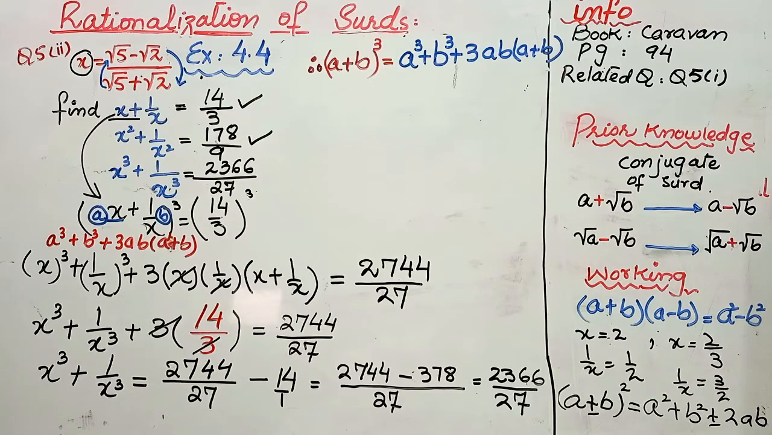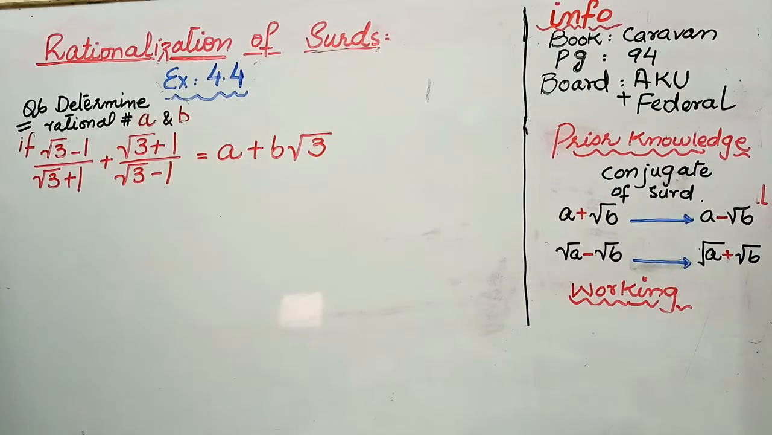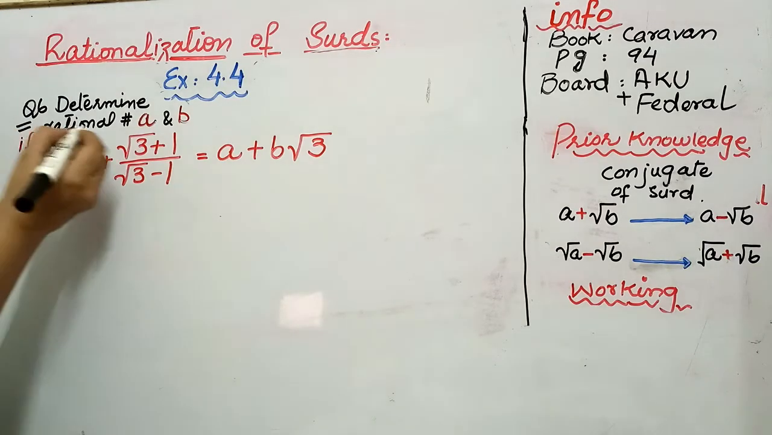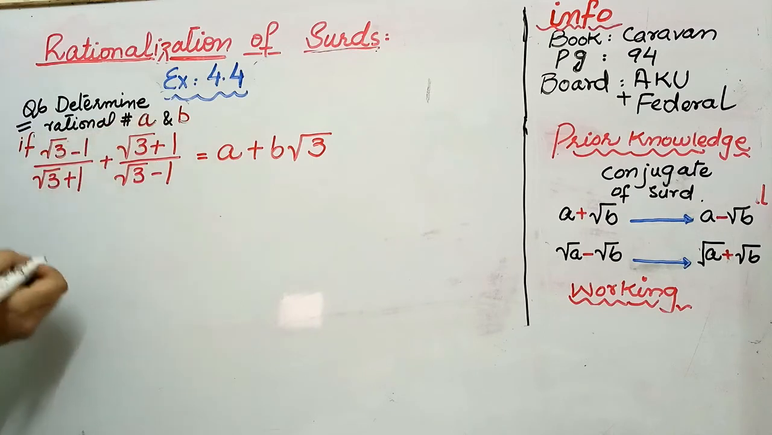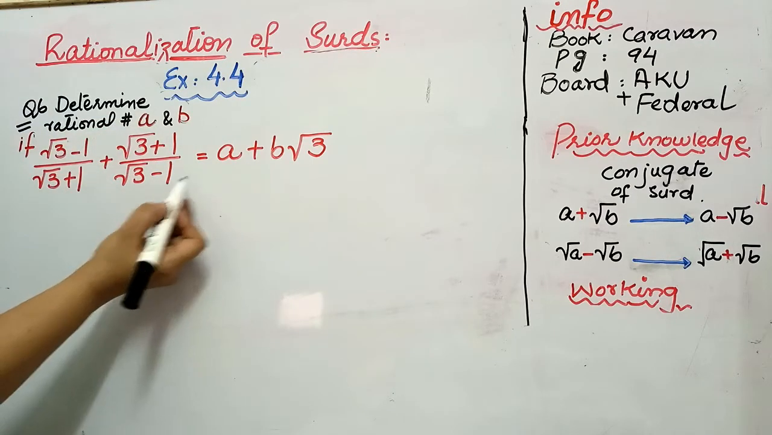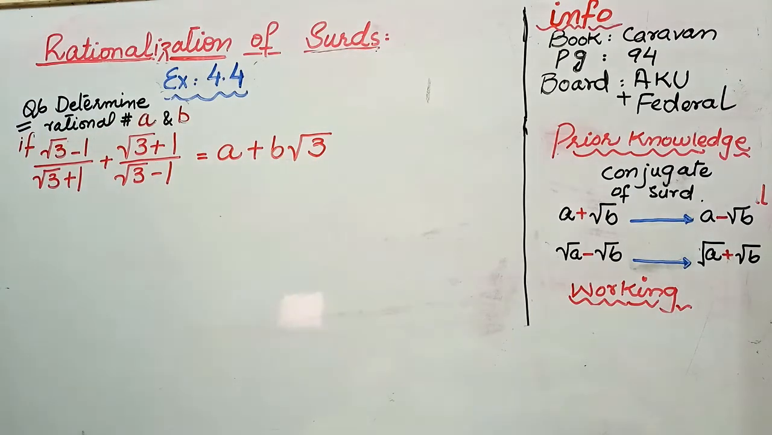Its related question is question number 5 first part. You can solve question number 5 first part by following the same procedure. Fine. Right now we are going to solve question number 6. That is a very important question. They have asked us to find out the value of a and b, where this is equal to a plus b under root 3. So let's solve it.